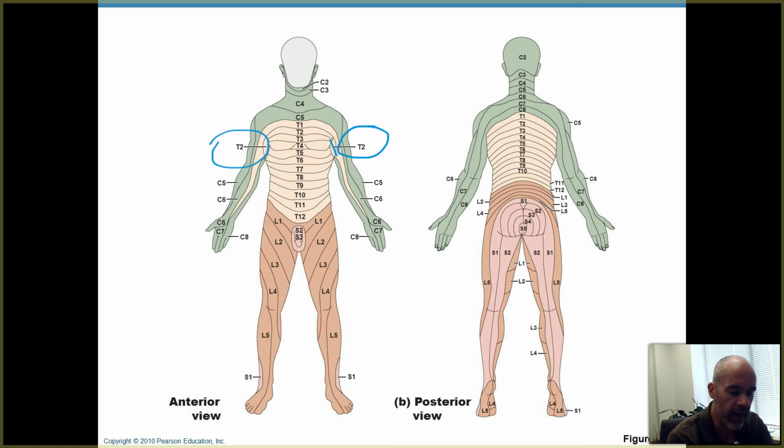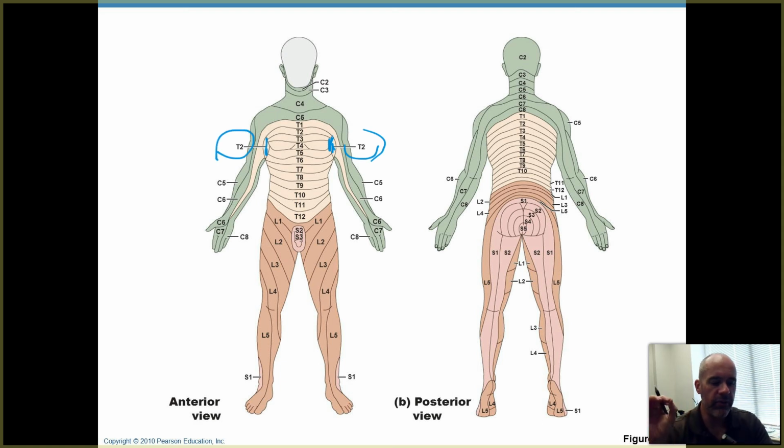When you're looking at this map and you see T2 over here and over here, the areas highlighted in T2 are served by, actually, I didn't draw those on there correctly. Let me erase all that. Which would actually be around your axillary areas here, served by T2, like right there and right over there.